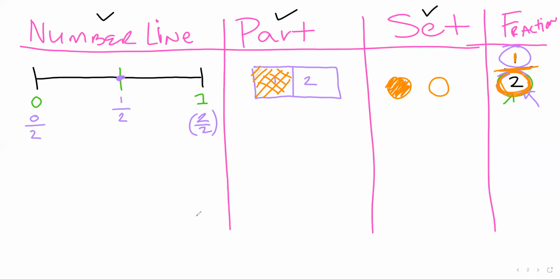So let's continue to play. Sorry, I get so caught up and so excited. Let's look at these other unit fractions. So let's take the unit fraction 1 out of 3. Again, it's a unit fraction because the numerator is 1.